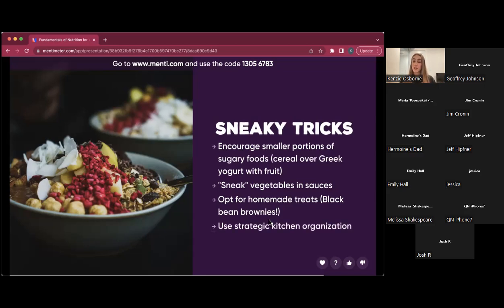Use strategic kitchen organization. By this, I mean try to have the higher processed foods less accessible. So keeping them at the back of cupboards, harder to get to, harder to reach, not in plain sight, and keeping those healthy foods, the whole foods, easier to access and easier for you to reach and get.